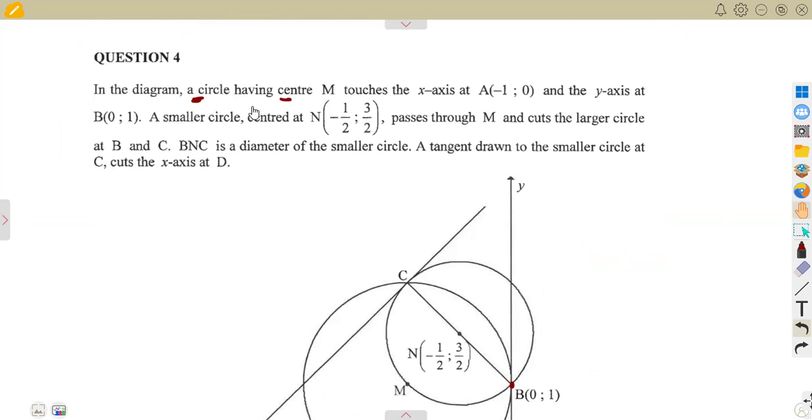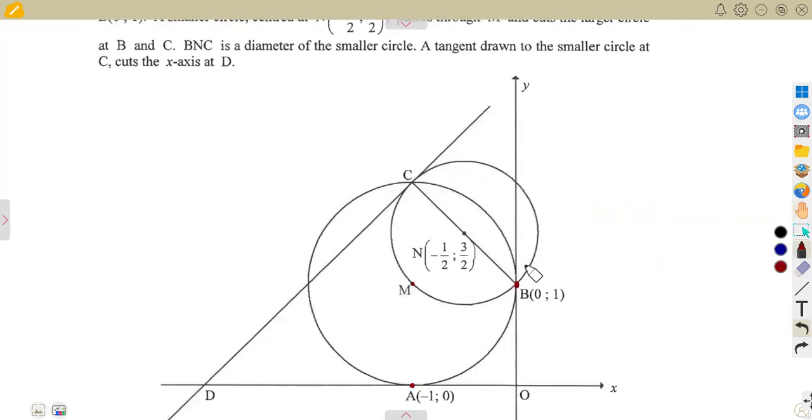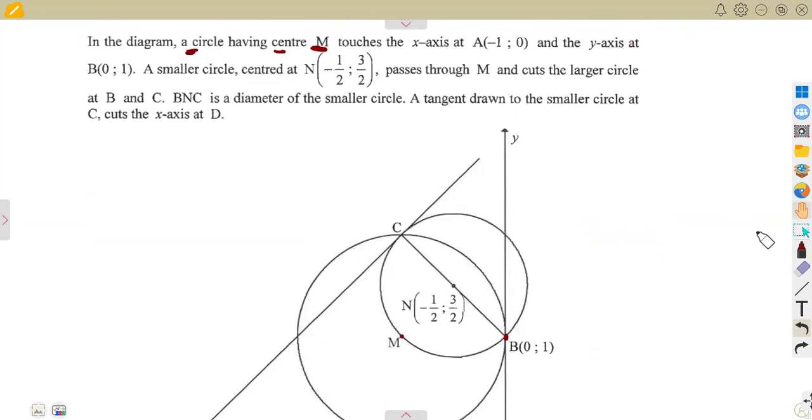We are given the one that has a center at M. These are two things that you have to consider, all right? The circle with center M, meaning we are talking about the bigger circle. Then we talk about the smaller circle, centered at N. This smaller circle also passes through the point M, which is the center of the bigger circle. So N is the center of the smaller circle, okay?